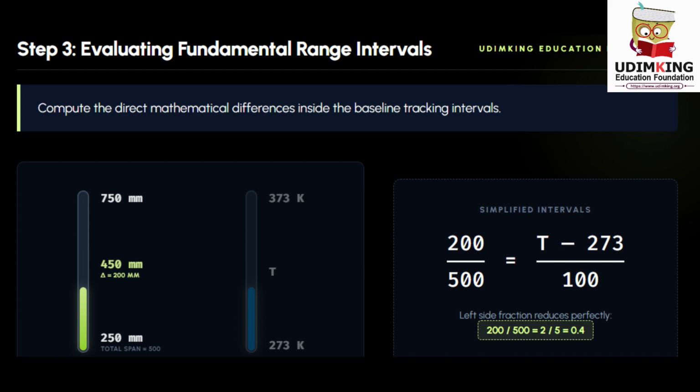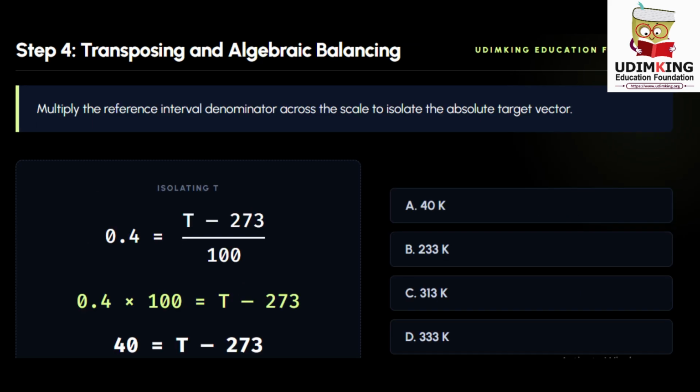Our expression now simplifies cleanly to 200 divided by 500 equals T minus 273 over 100. Reducing the left-hand fraction yields a precise climbing ratio of 0.4. Step 4 brings us to algebraic balancing. Multiplying 0.4 by 100 yields exactly 40 units. This leaves us with a beautifully simple linear balance equation: 40 equals T minus 273.